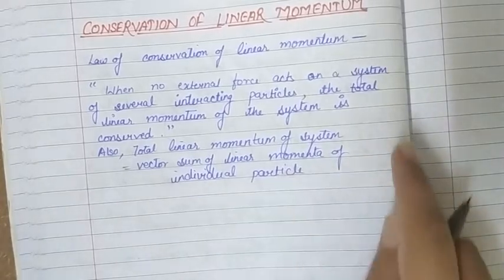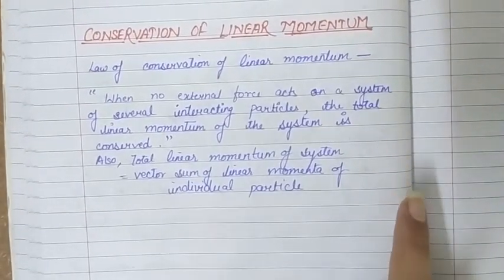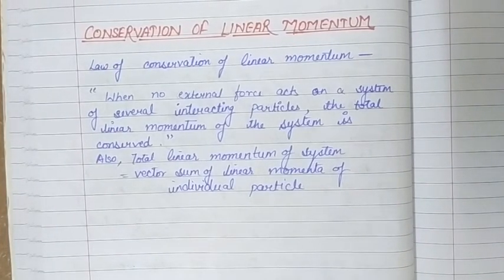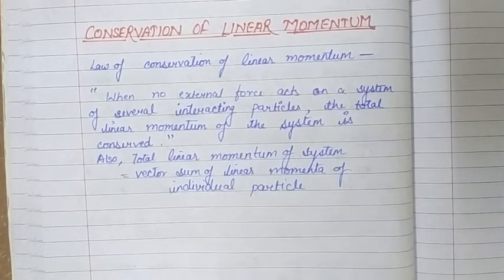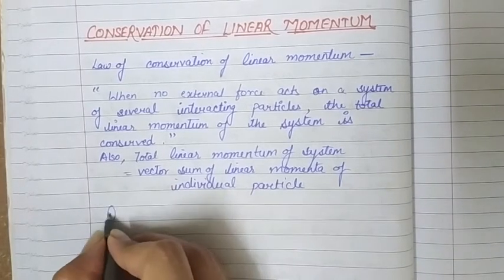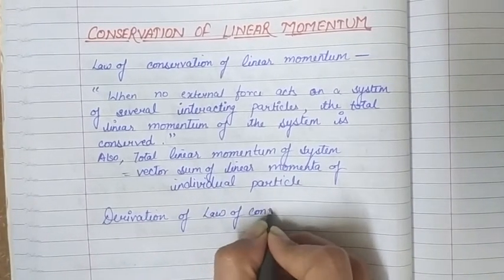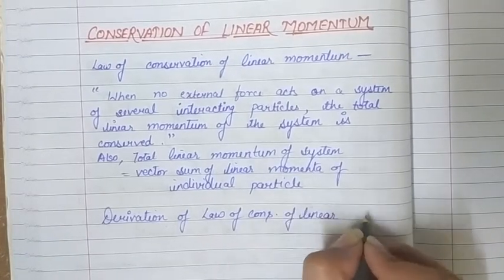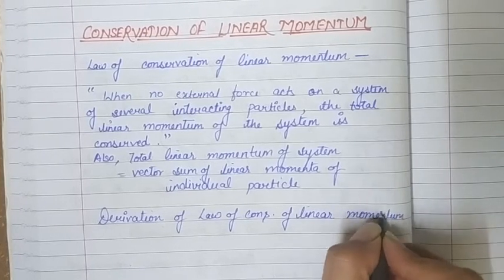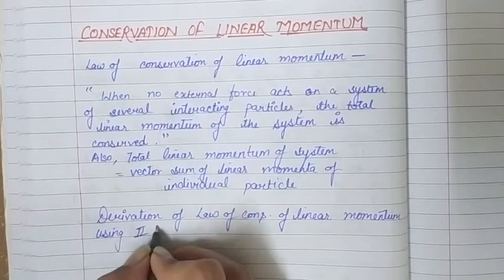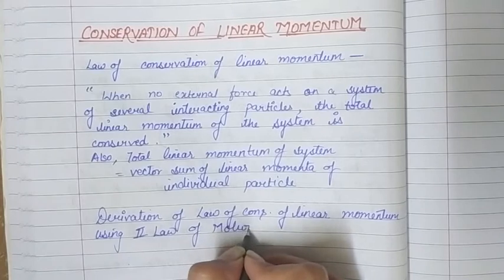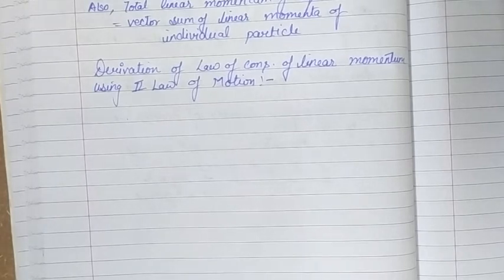As I said, we derive this fact from Newton's second and third laws of motion. So now we are going to derive this fact from both laws one by one mathematically. First of all we are doing the derivation of the law of conservation of linear momentum using the second law of motion. The second law of motion is the law of force that states that the rate of change of linear momentum is directly proportional to the force applied to that system, or we get F is equal to dp over dt.